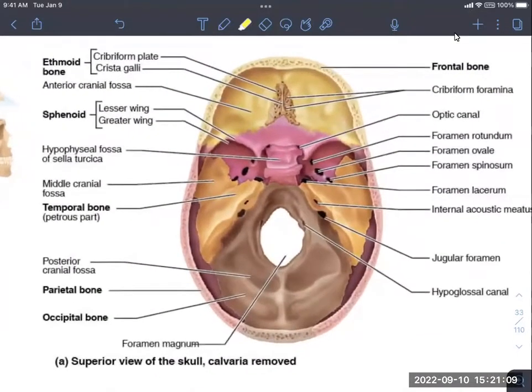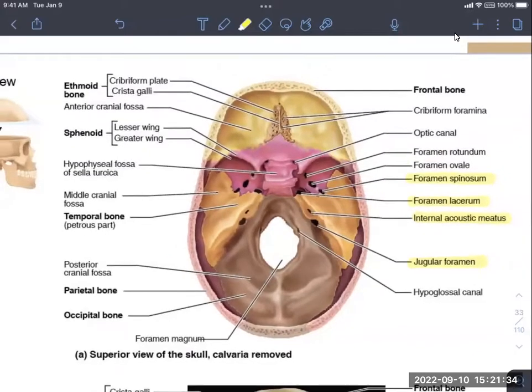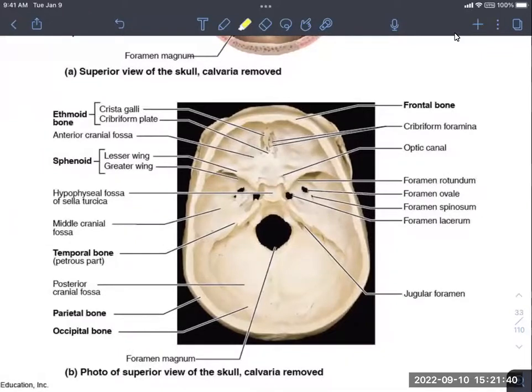So let's look at this. Now we're looking from the inside. So this orange bone is still the temporal bone. We have that jugular foramen, internal acoustic meatus, part of that foramen lacerum, foramen spinosum. And we have many other foramens as well. Here it is in a human skull. Foramen lacerum, foramen spinosum, jugular foramen, all part of the temporal bone.